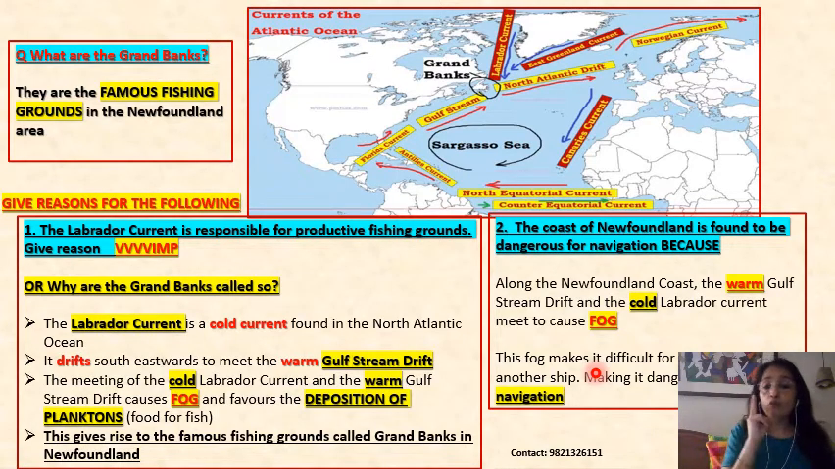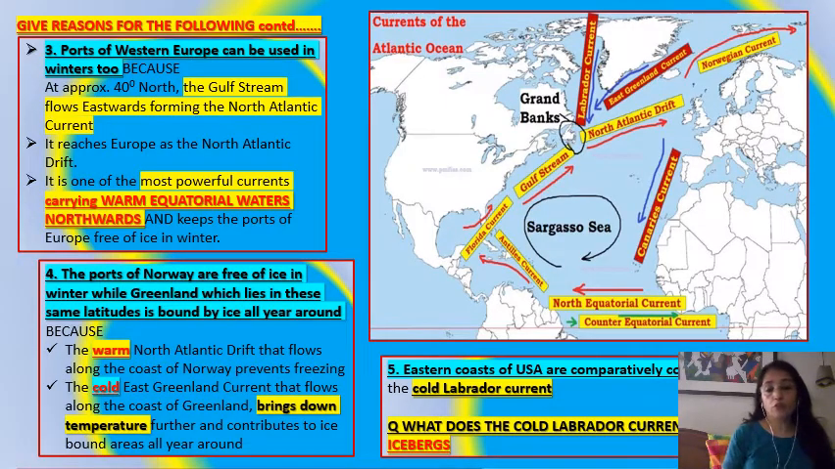So, two questions, same answer. When a warm current like the Gulf Stream drift meets a cold current like the Labrador current off the coast of Newfoundland, there is formation of fog and deposition of planktons. The deposition of planktons causes these areas to become fishing grounds. The formation of fog makes it difficult and dangerous for navigation in these areas. So now there are more give reason for questions.